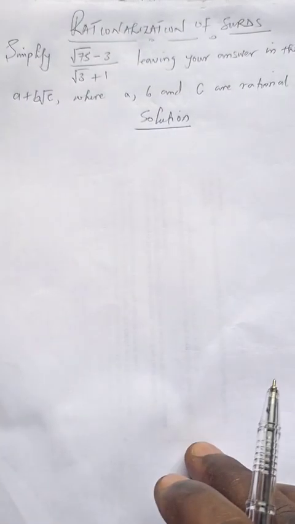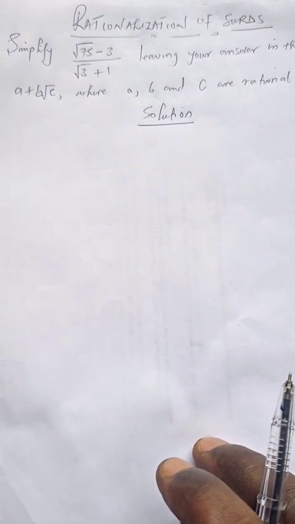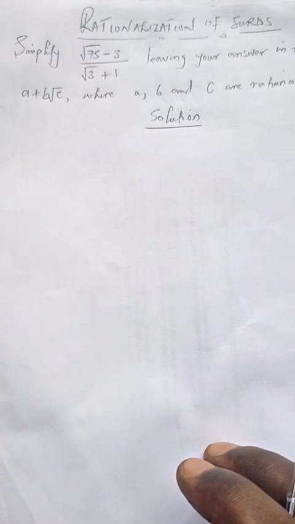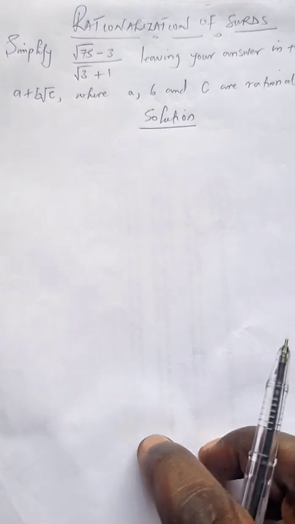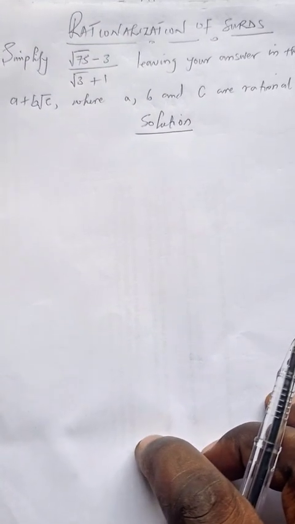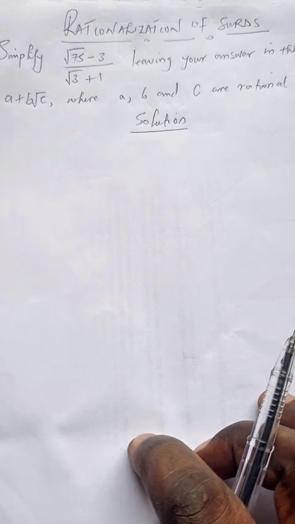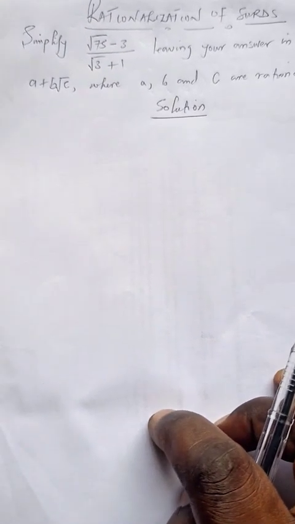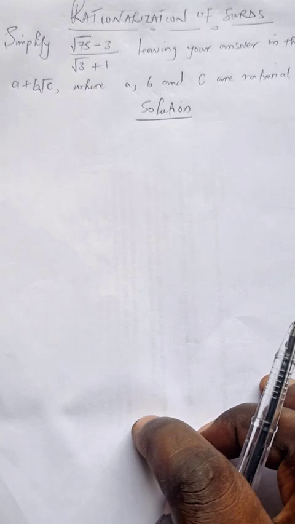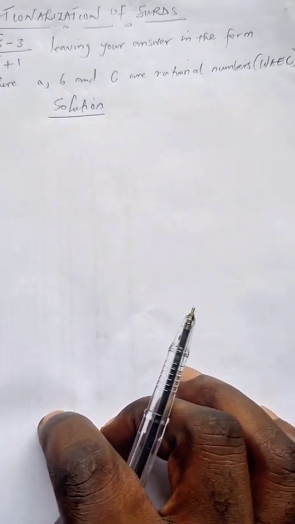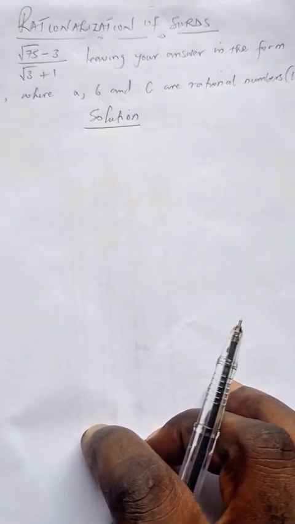So today we'll be talking about a problem on rationalization of surds. The question says we should simplify (square root of 75 minus 3) divided by (square root of 3 plus 1), leaving your answer in the form a plus b root c, where a, b and c are rational numbers. This is a WAEC past question.